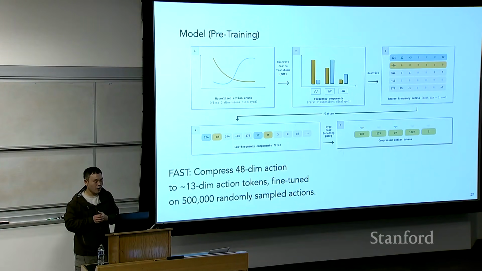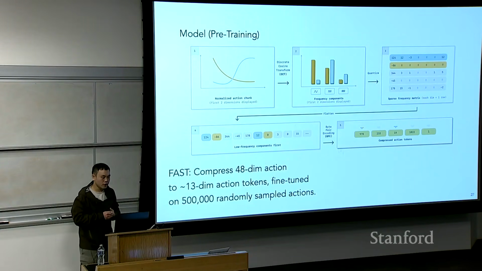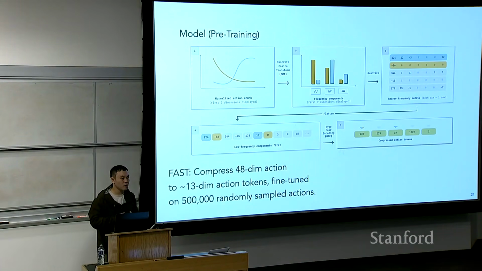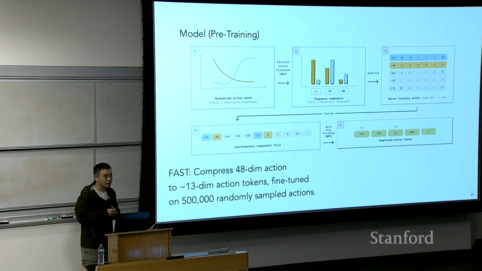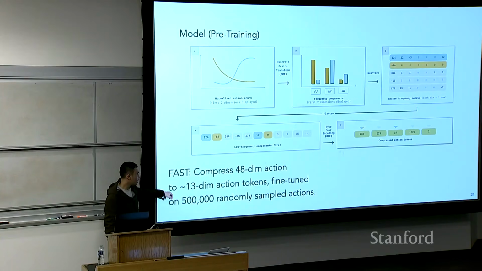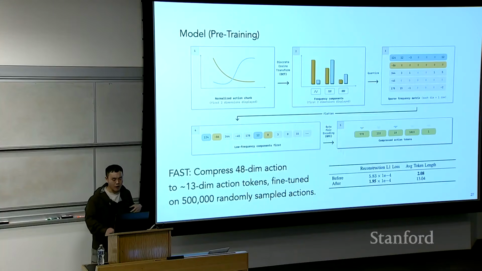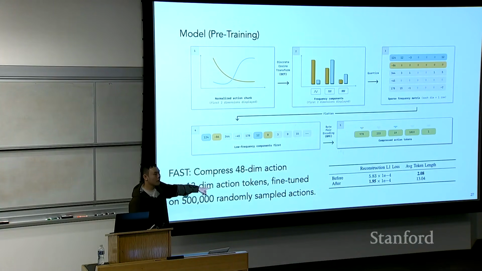So in fact, we fine-tuned the FAST tokenizer using 500,000 randomly sampled actions from the Egocentric dataset, so that we can compress this 48-dimensional action representation into 13-dimensional action tokens. And here is a comparison between the original FAST tokenizer and our fine-tuned version.